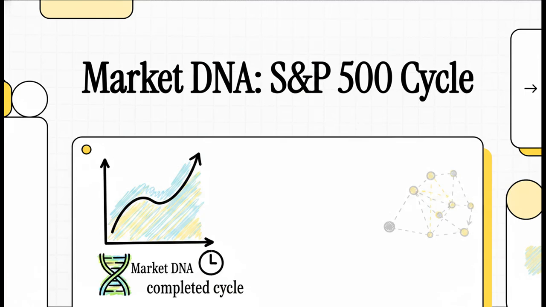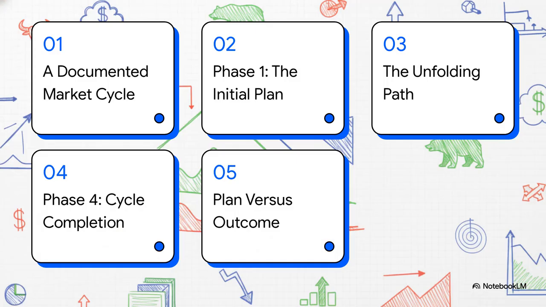Welcome. In this explainer, we're going to do a documentary-style review of a completed market DNA cycle for the S&P 500. We'll look at the initial plan, watch how the market actually moved, and then compare the two. The specific cycle we're looking at today is identified as SP500_4_4.